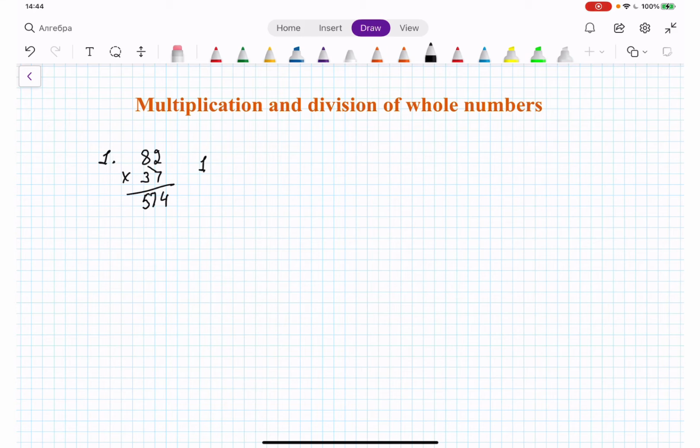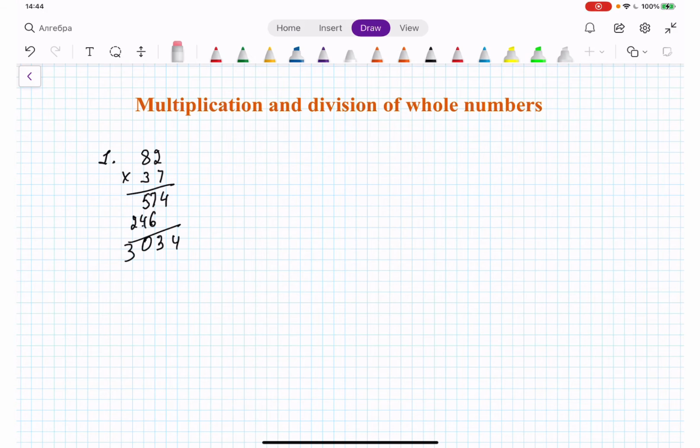Okay, now we are multiplying 3 by 82. 3 times 2 is 6. 3 times 8 is 24. So the result is 4, 7 plus 6, 13, 1 in mind. 5 plus 4 is 9, and 1 is going to be 10, again 1 in mind. And 2 plus 1 is 3.